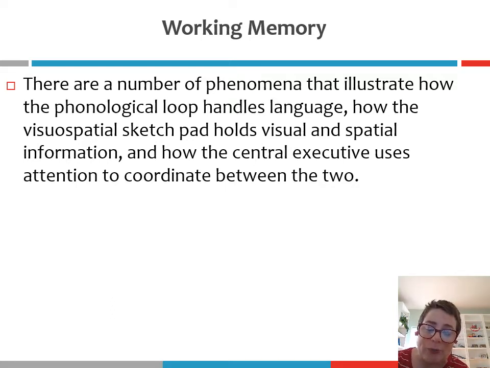The phonological loop is comprised of the phonological store, which is a limited capacity system that holds and processes verbal and auditory information. And we also have the articulatory rehearsal mechanism, which allows for maintenance rehearsal, which prevents that auditory and verbal information from being forgotten.